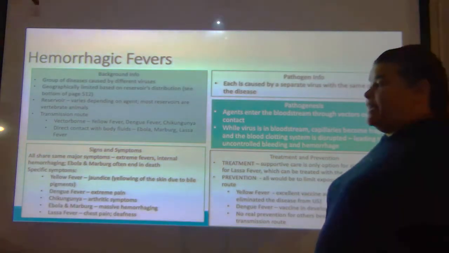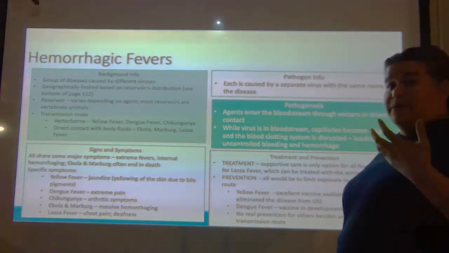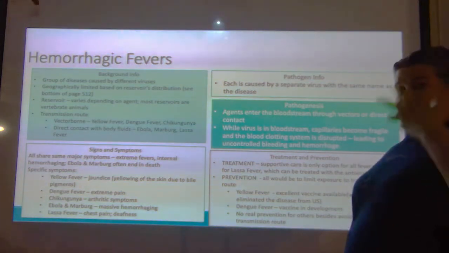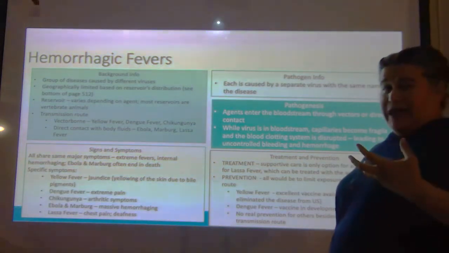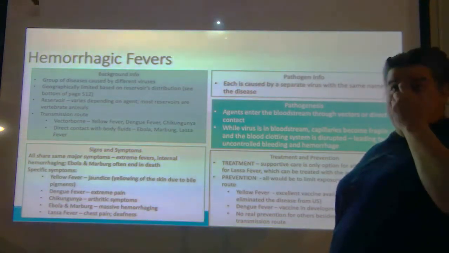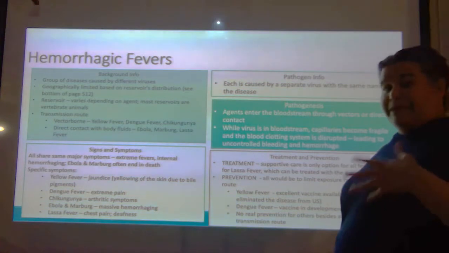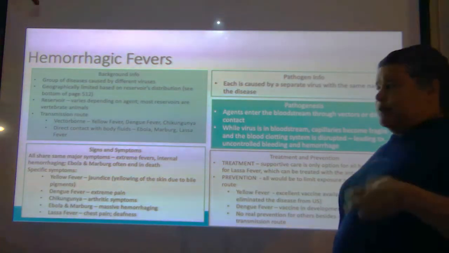Yellow fever is named for the specific symptom of the patient having jaundice. Their skin turns yellow, and the white of their eyes will turn yellow, because there are bile pigments in their body that shouldn't be there.